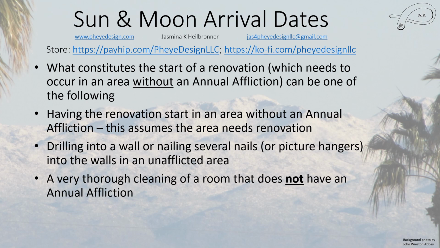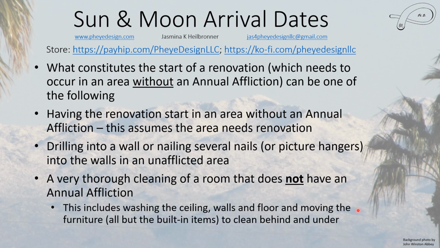Now, not the easiest, especially if you don't like cleaning, but the safest way of doing this is a thorough cleaning of a room that does not have an annual affliction, that is totally clear of an annual affliction for the whole room. You still want to avoid the untimely stars in your flying star chart, so this could get a little tricky, and you can hire someone to do this, so you don't have to do it yourself.